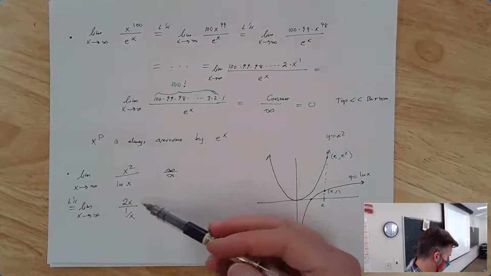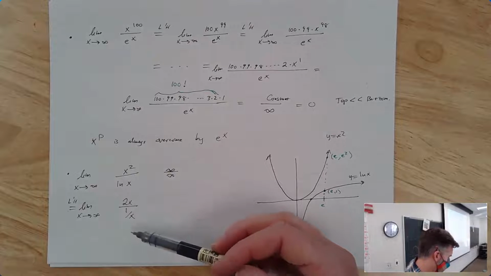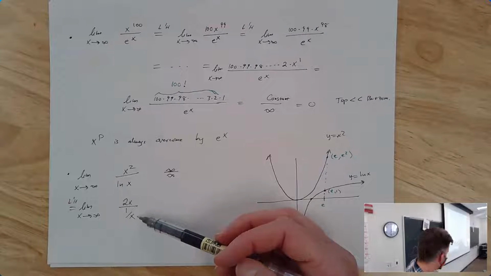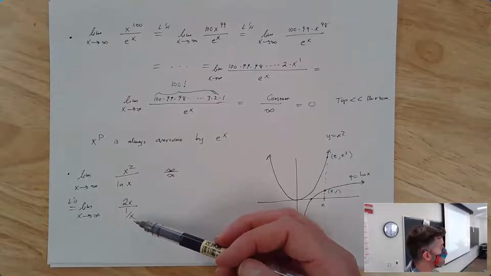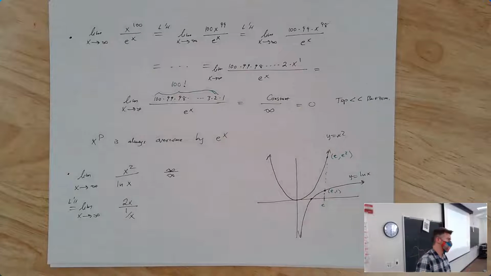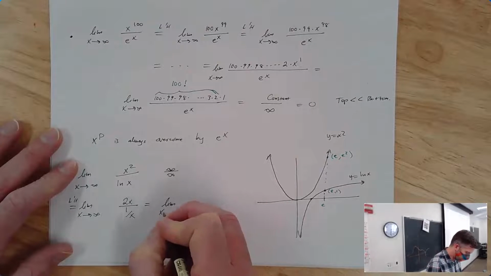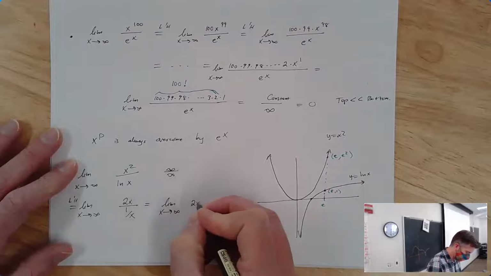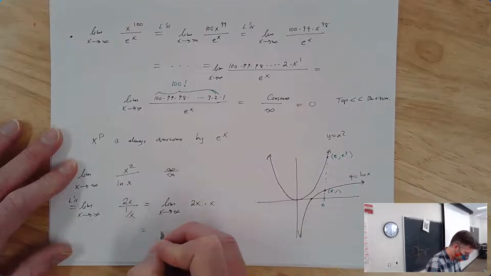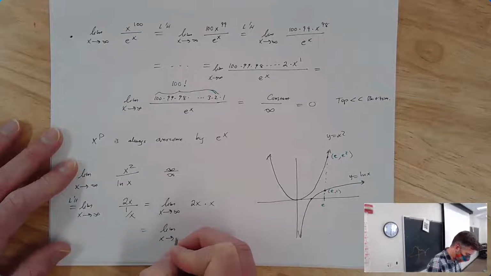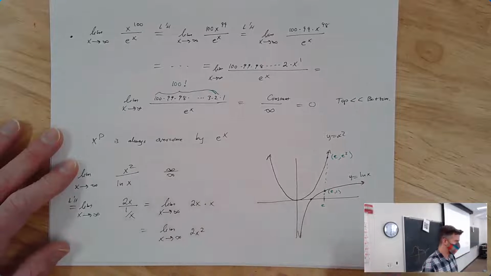Where's the top going to? How about the bottom? So I can't use L'Hopital's rule. What I really should have done, if I plugged in infinity, is infinity over 0. Even though you could say infinity over 0 goes to infinity, it's better if we simplify this. I'm going to rewrite this as the limit as x goes to infinity of 2x times x, which is the limit as x goes to infinity of 2x squared, which then is more obviously infinity.